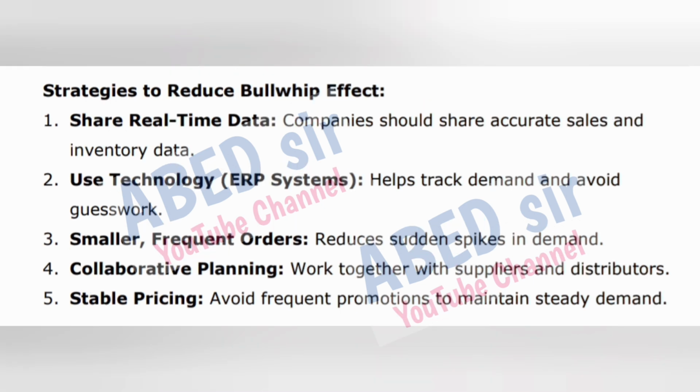Strategies to reduce bullwhip effect. 1. Share real-time data. Companies should share accurate sales and inventory data. 2. Use technology. ERP systems help track demand and avoid guesswork. 3. Smaller, frequent orders reduce sudden spikes in demand. 4. Collaborative planning. Work together with suppliers and distributors. 5. Stable pricing. Avoid frequent promotions to maintain steady demand.